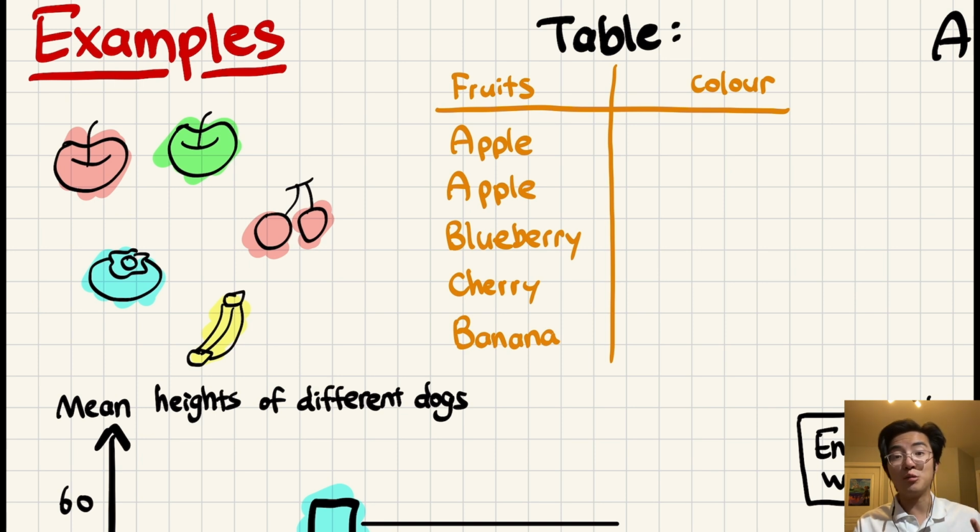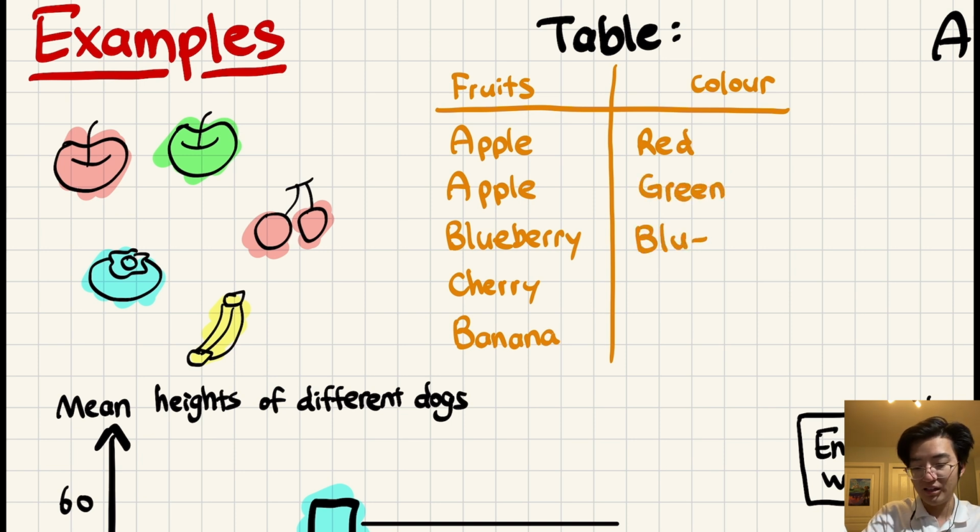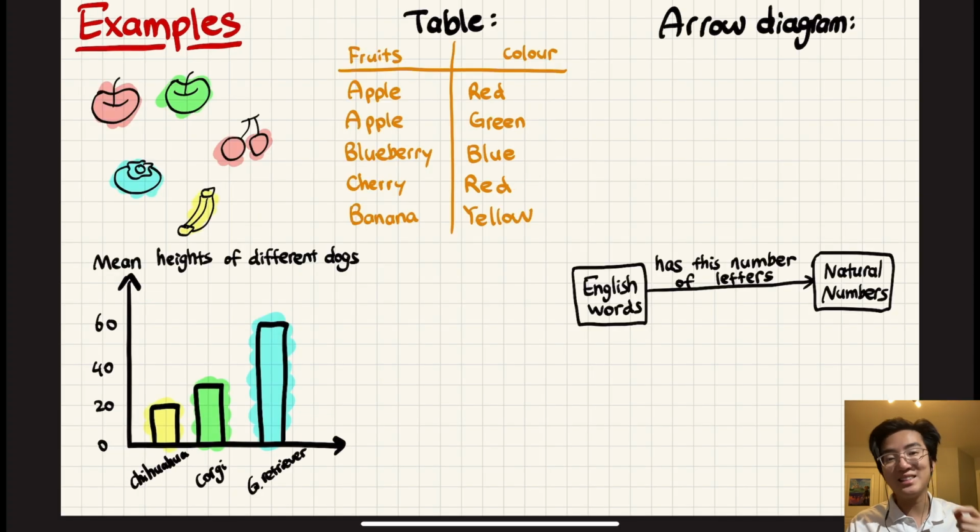Right? So the simplest way to represent something is to use a table. So we know that apple, as we can see, has a color red. It also has a color green. Right? Blueberry, as the name suggests, is blue. Cherries are red, and bananas are yellow. So right here, this is an easy way we can represent a relationship. Right? We have fruits in one column, colors in another column. Right? So two different columns with the same row being one relationship.